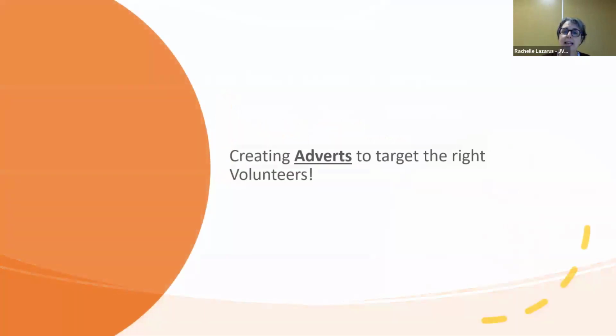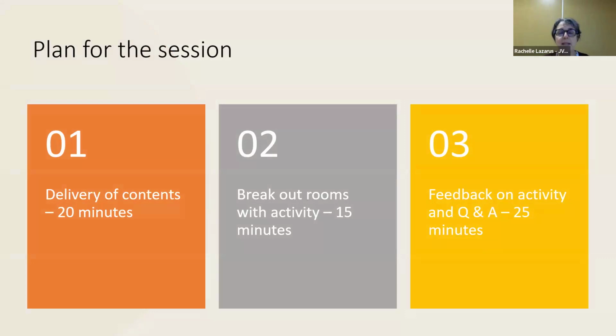The session today is creating adverts to target the right volunteers. And how I'd like to run the session is 20 minutes of me, although if anyone has any questions, please feel free to ask. Then a breakout activity where you're going to look at some role outlines, or in fact just talk to each other about ways that you found effective to recruit volunteers. And then we'll come back together for a question and answer.